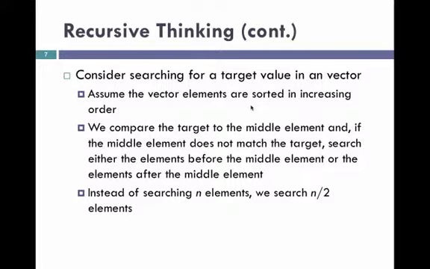Now consider searching for a target value in a vector. Assume the vector elements are sorted in increasing order. We can compare the target to the middle element. If the middle element doesn't match the target, then we search either the elements before the middle element or after the middle element, depending on how that middle element compared to our target. And so instead of searching through n elements, we search n over 2 elements. At each step, we can reduce our search size in half.